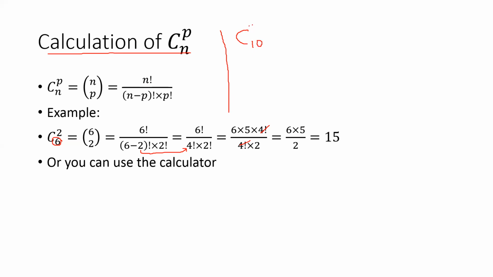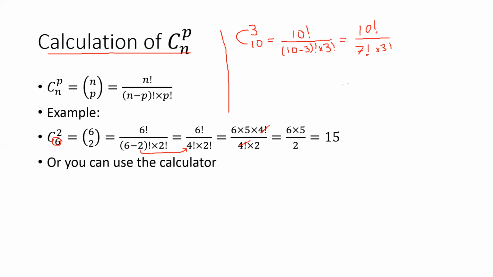C 10 3 without using the calculator. How much will it be? I put the big one on top: 10 factorial over 10 minus 3 factorial times 3 factorial, which equals 10 factorial over 7 factorial times 3 factorial.